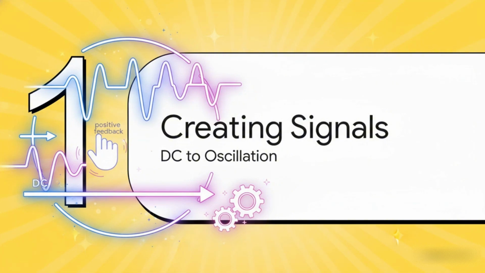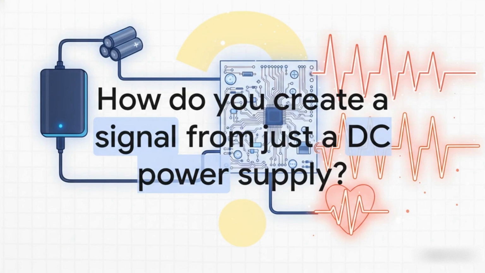How do you take a totally flat, boring DC voltage and convince it to start wiggling, to start oscillating? Well, the key is to embrace something we usually try to stamp out in amplifier design: positive feedback. I mean, this really is the fundamental challenge, isn't it? You've got your power source, just a steady stream of energy. The whole goal is to build a circuit that takes that stability and uses it to spontaneously generate a rhythm, a consistent, repeating waveform that becomes the very heartbeat of whatever device it's in.